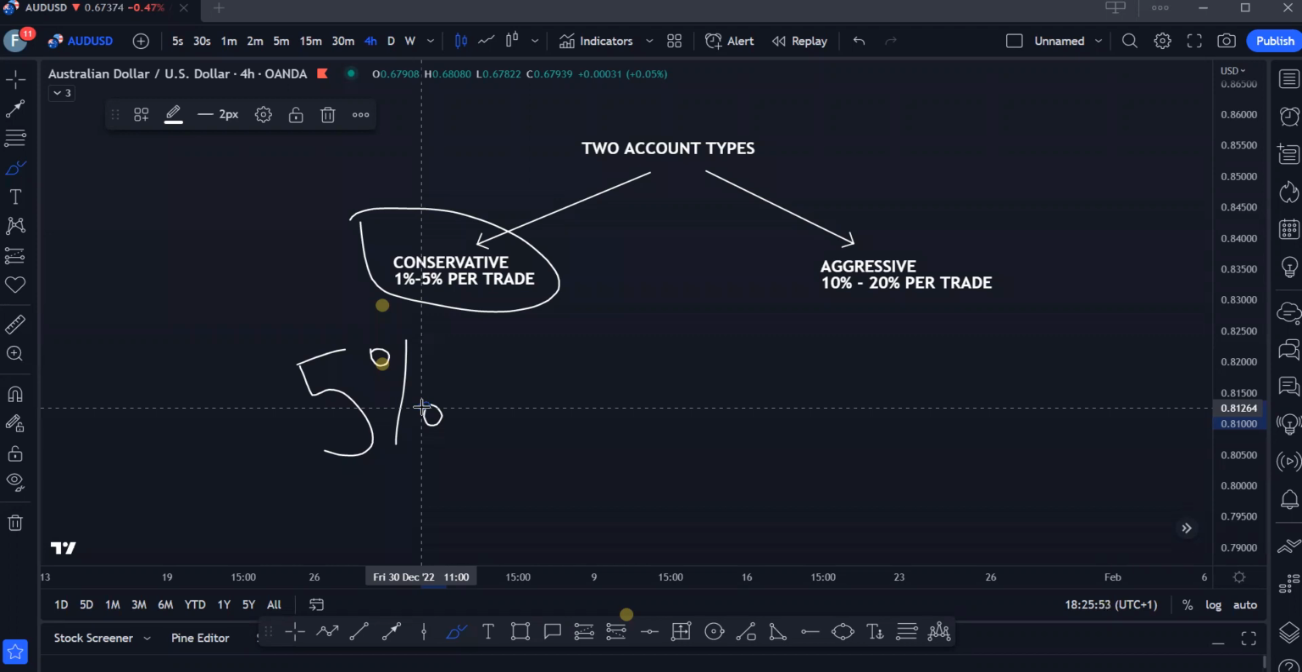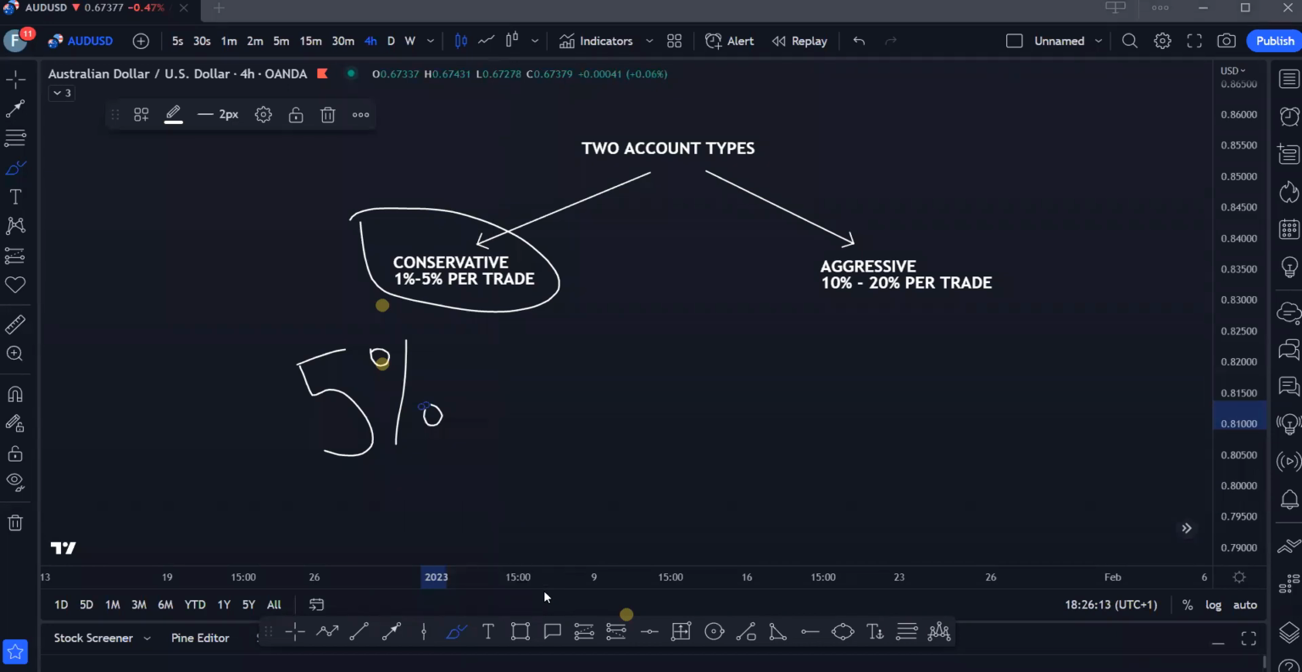Give me your answer in the chat box, guys. You are risking 5% of your account per trade. For you to blow that account, blowing an account means for you to lose all the capital that you have in that account. How many trades will you need to lose back to back?